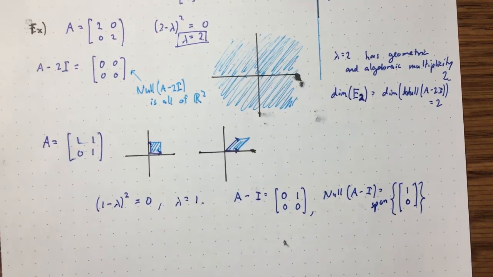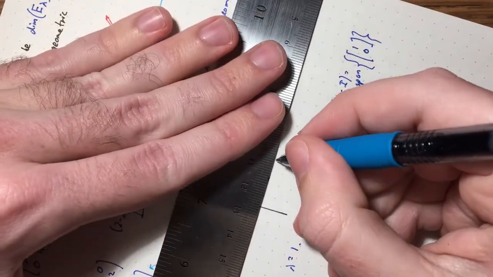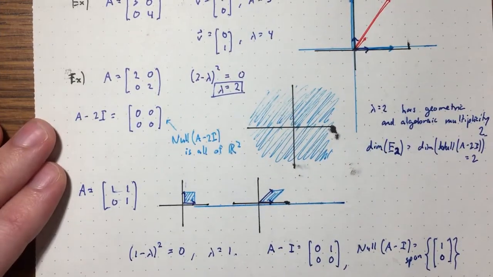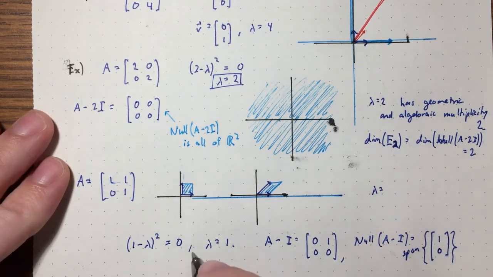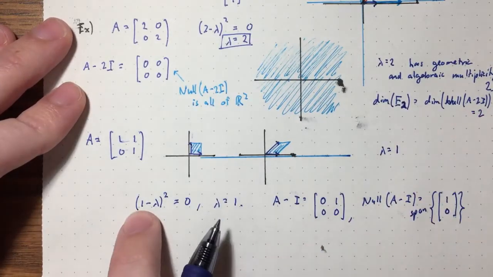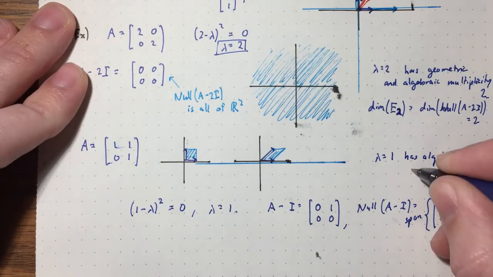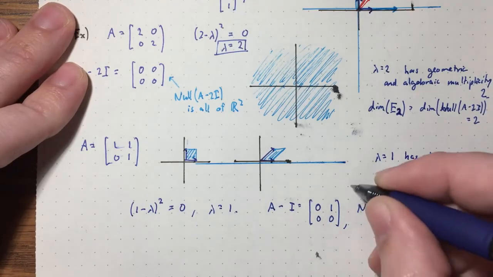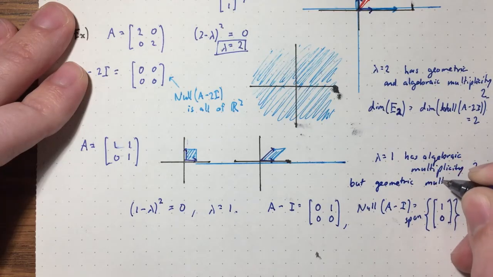Okay, so where do my eigenvectors live? My eigenvectors are just along this line. So we only got one. This is really interesting though, because this lambda had algebraic multiplicity 2, but it has geometric multiplicity 1.